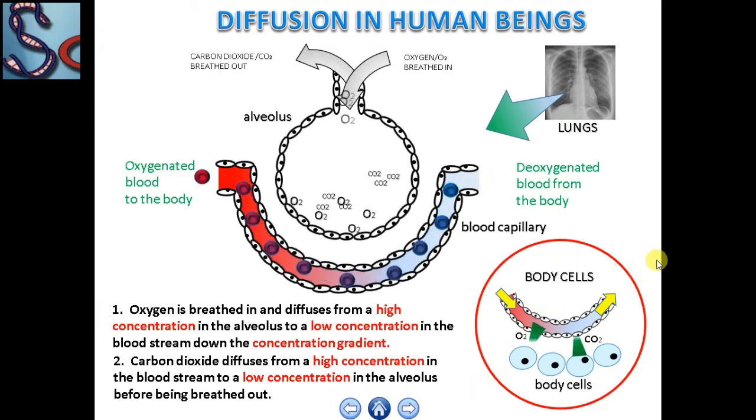When the oxygenated blood reaches the body cells, the oxygen will diffuse into the cells from a high concentration in the blood to low concentration in the cells. As the cells are respiring aerobically, the carbon dioxide they are producing as waste will diffuse out of the cell and into the blood from a high to low concentration before being sent to the lungs to be exhaled.